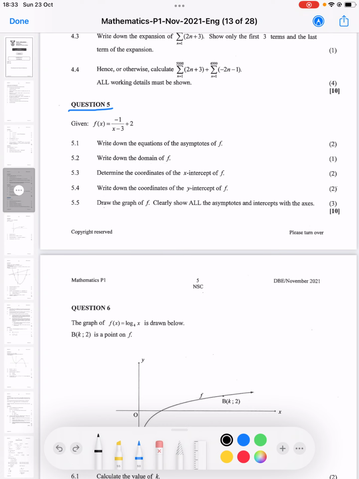Okay, 5.4, write down the coordinates of the y-intercept. Same thing. They want the coordinates of the y-intercept. That's where you let x be 0. So you know that you're going to give the coordinates where x is 0, then you just put 0 there, and then you start solving for the y value.